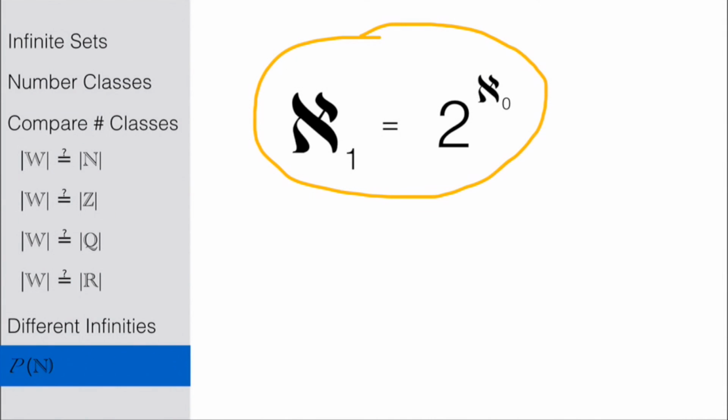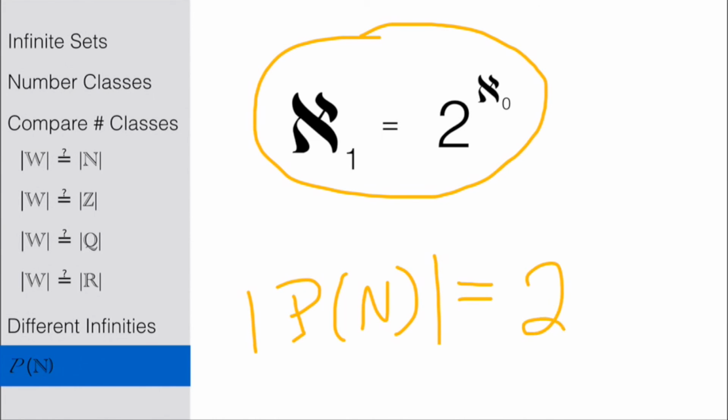Can you figure out why? I'll give you a few hints. First, remember that the size of the power set of the set of natural numbers is equal to 2 to the size of the set of the natural numbers. Also, think back to the diagonal proof that we used to prove that the size of the set of whole numbers is not the same as the size of the set of the real numbers.